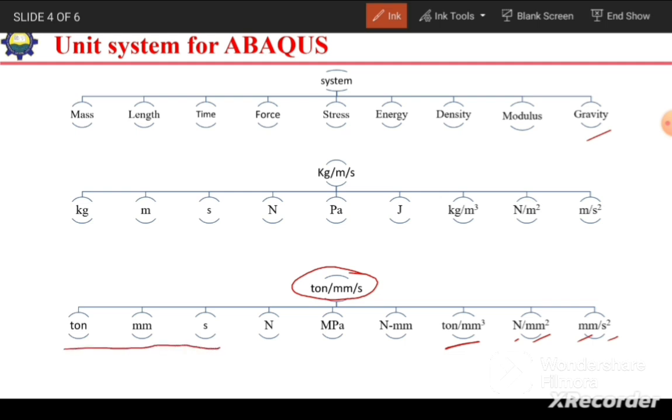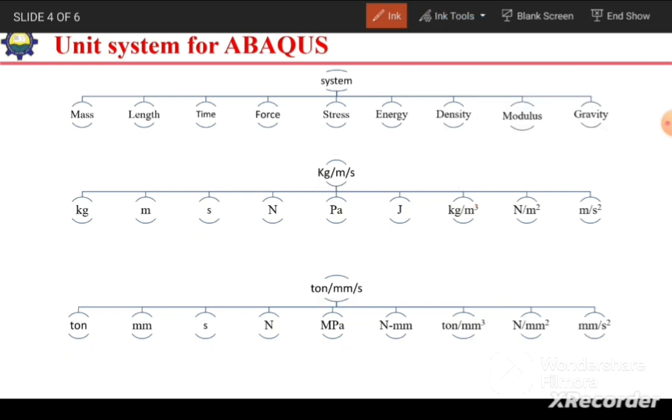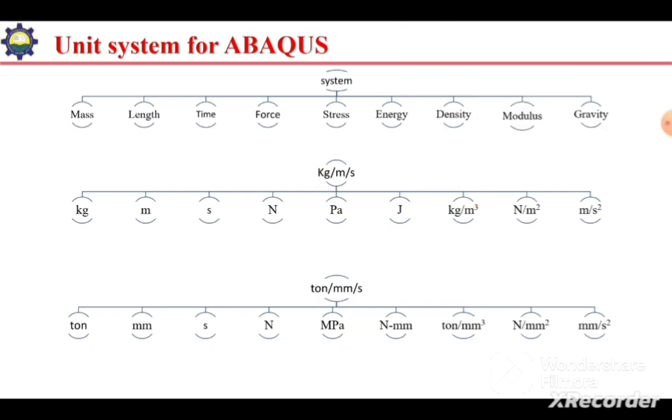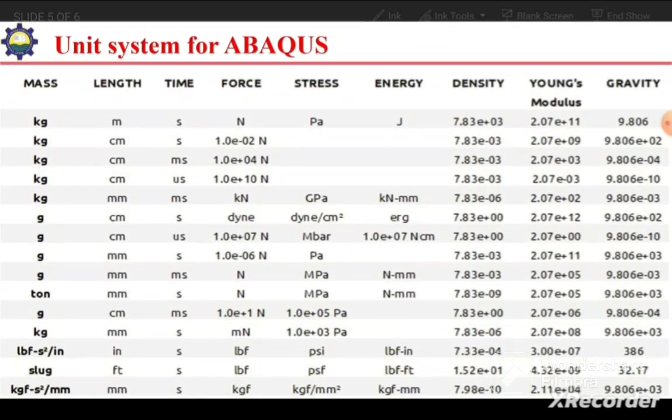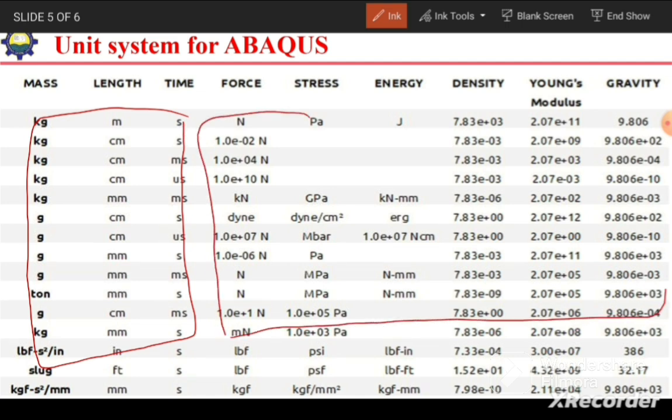Here, for example, in gravity we have millimeter, in density we have ton and millimeter, but in case of this unit system we have mass in kilogram and length in meter for the density calculation. So in this way we will keep our unit consistent. Here a chart is given, corresponding to these combinations of the basic quantities, the derived quantities can be calculated accordingly.